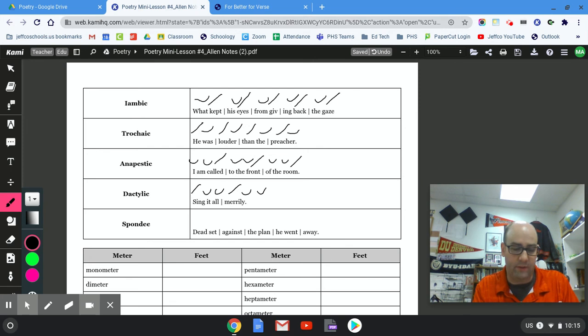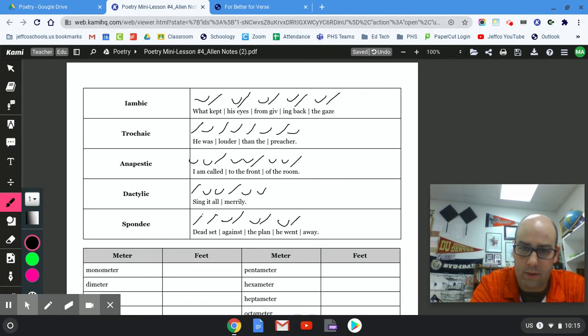And now we have an example of a spondee. And this, just like I said, there's only one spondee in there. So it has our example dead set, but then the rest of the line is iambic. So against the plan, he went away.